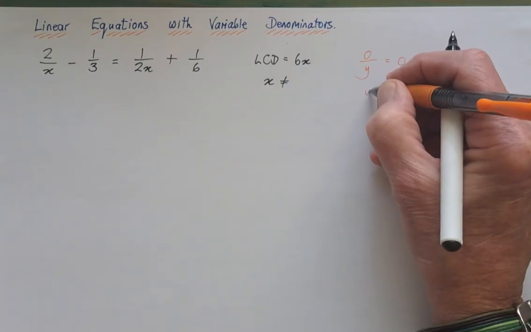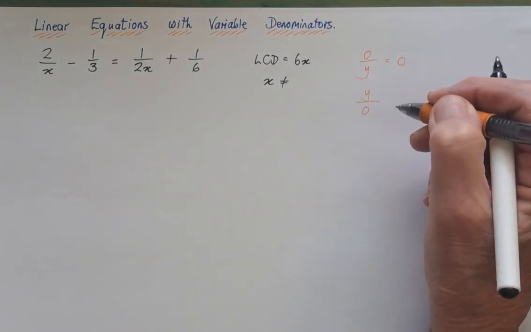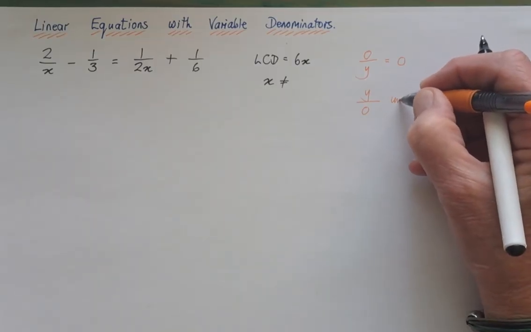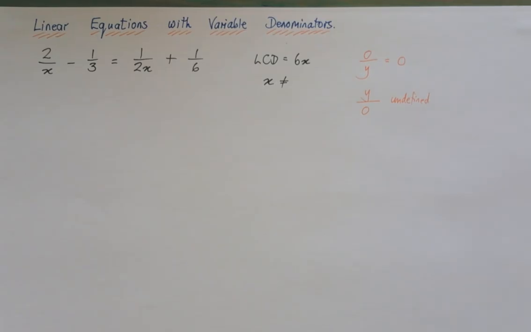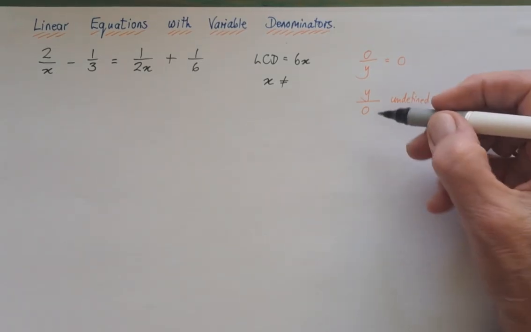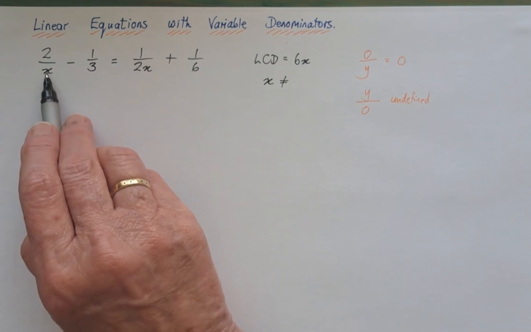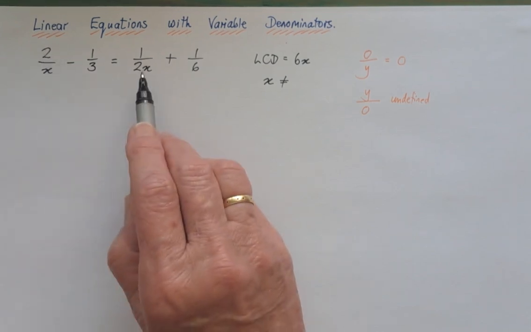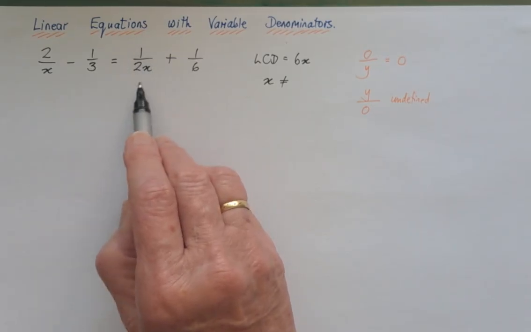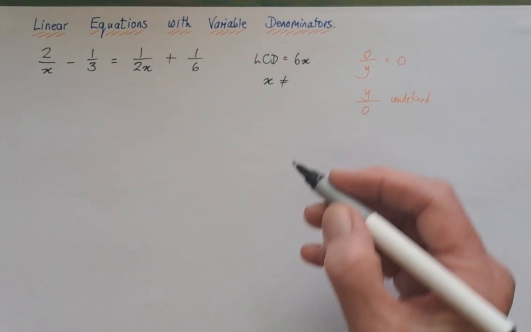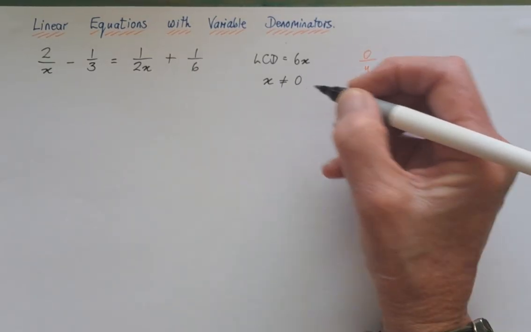But if we had any number divided by 0, it's impossible to divide by 0, so in that case the answer would be undefined. In other words, there is no answer for that. So we cannot have a denominator of 0. Here, if x was equal to 0, then this would become undefined. Here also, if x was equal to 0, 2 times 0 would be 0, and that whole fraction would become undefined. So we need to say right at the beginning that x, in this case, is not equal to 0.